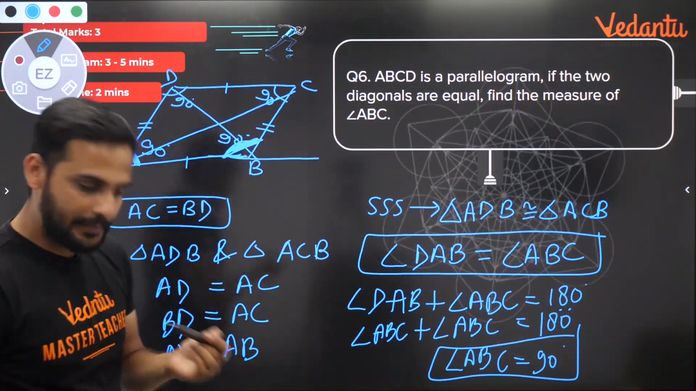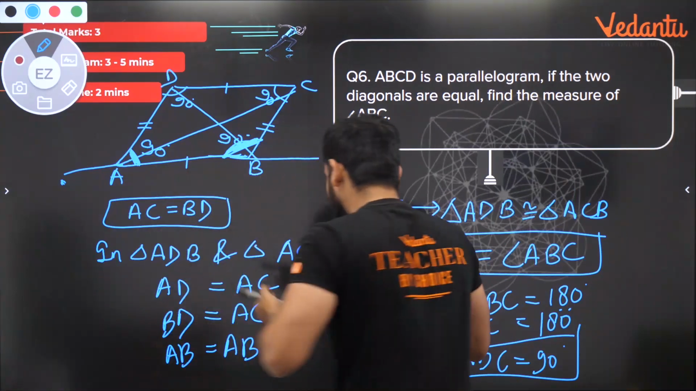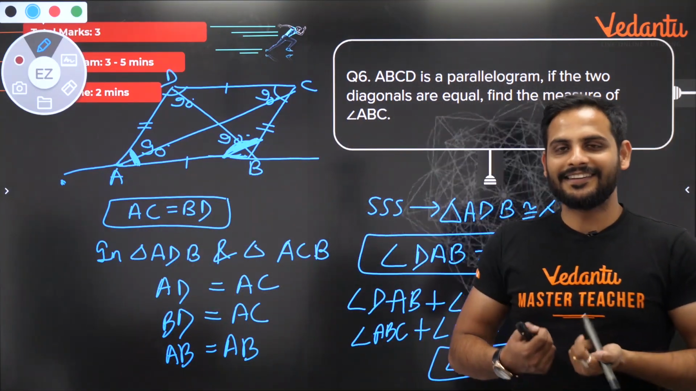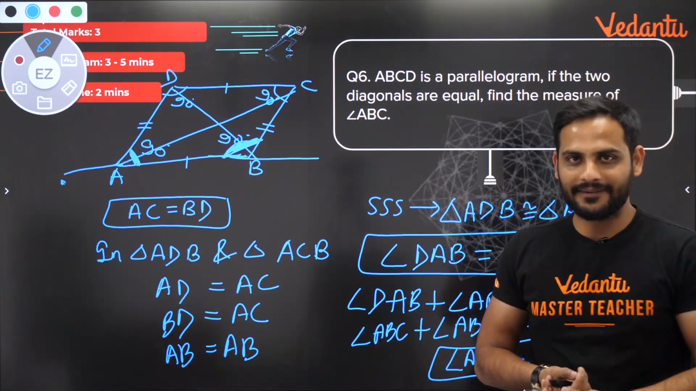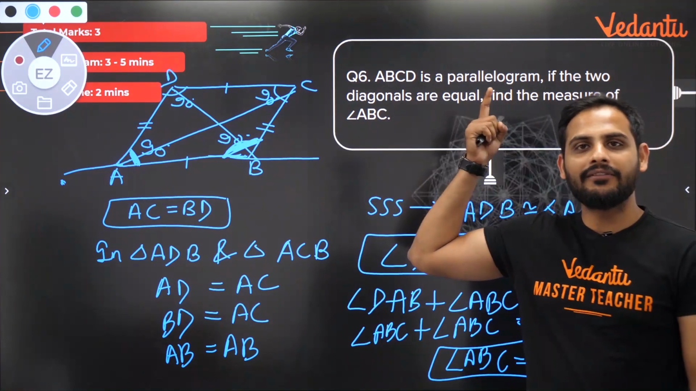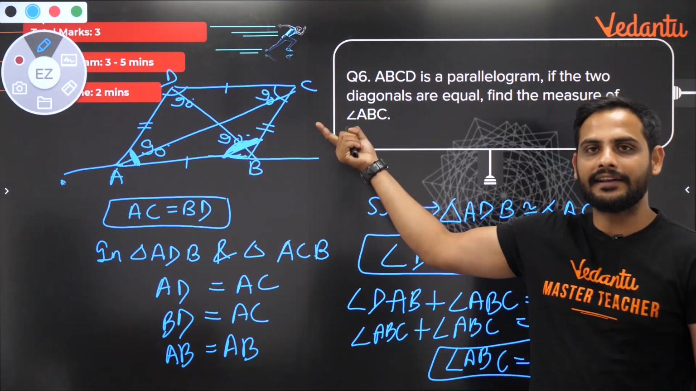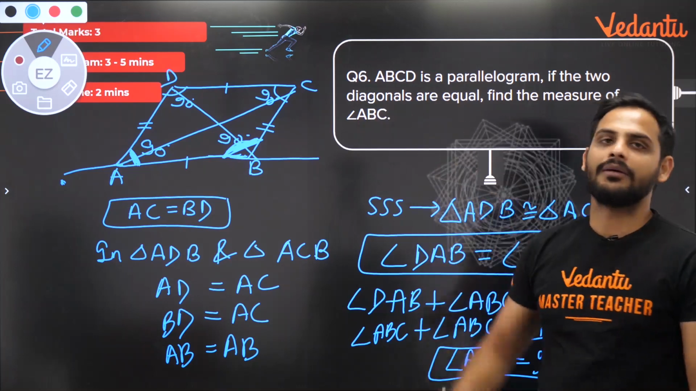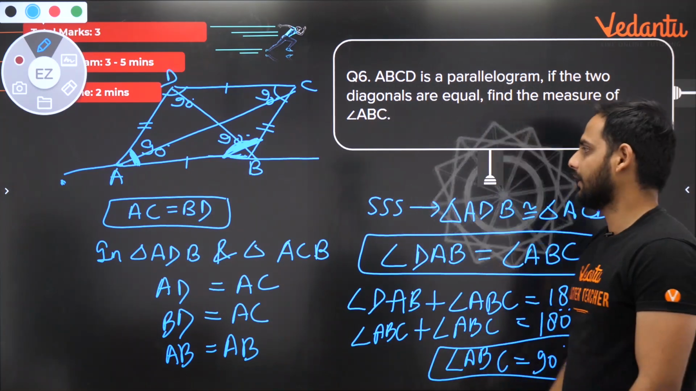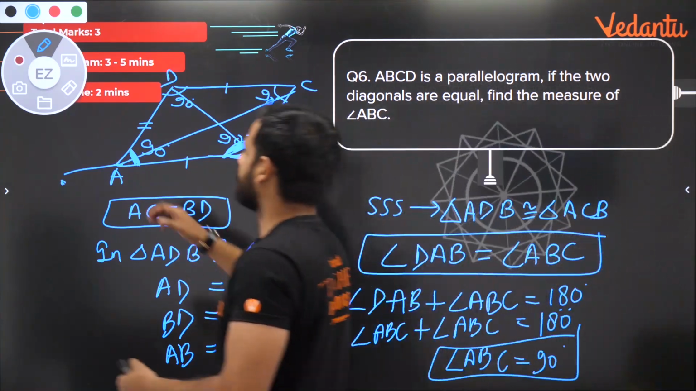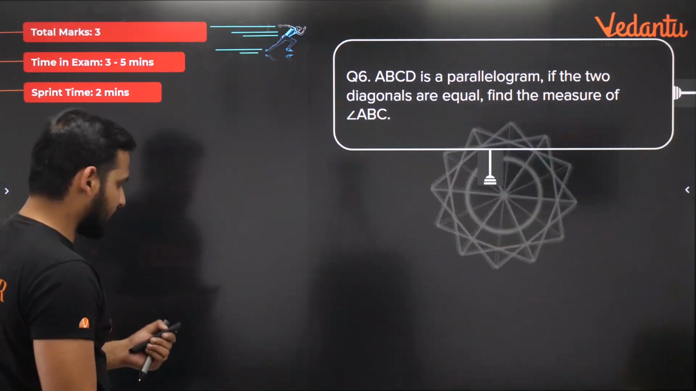That means, in a parallelogram, if the diagonals are equal, that will form a rectangle. It is a rectangle only. A parallelogram with all the 4 angles equal to 90 degrees, that is a rectangle. So it is talking about a rectangle. Okay, so this is how it can be easily solved. Let's move to the next question.